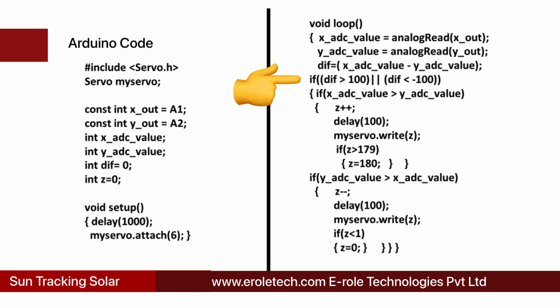If the difference is more than 100 or less than -100, then servo will change its position, either left or right. If XADCvalue is higher than YADCvalue, then servo will rotate towards its right side. If YADCvalue is higher than XADCvalue, then servo will rotate towards its left side. myservo.write(Z) will give the signal to the servo motor. Servo will move between 0 to 180 degree.